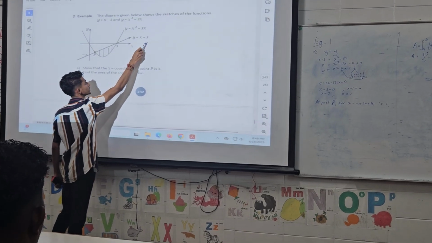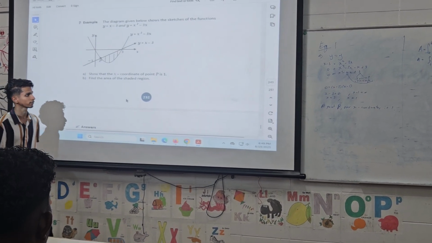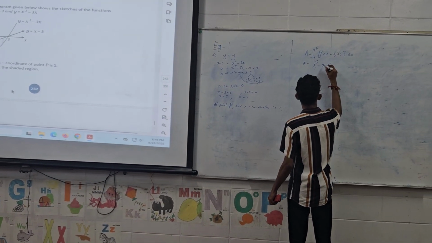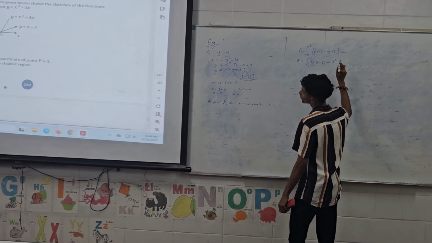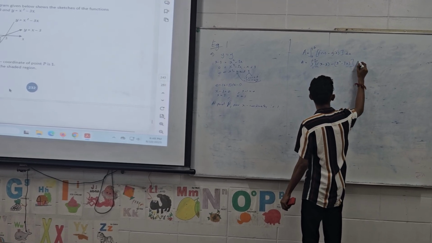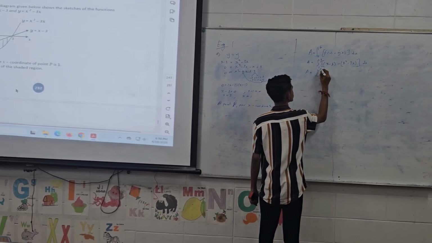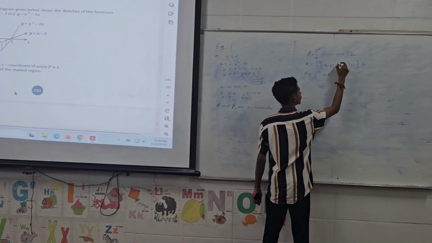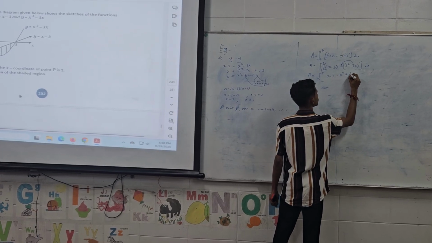So y is equal to x minus 3 will be our upper curve, and y is equal to x squared minus 3x will be our lower curve. We can write it here, x minus 3 as our upper curve and x squared minus 3x as our lower curve. We have to integrate this in terms of dx. Before we do that, we have to first simplify this. To simplify, we take the negative sign inside and this will become minus x squared plus 3x dx.